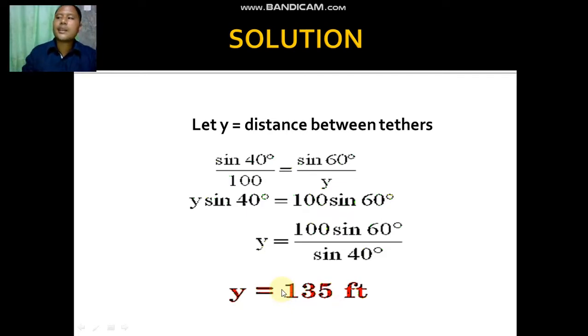Amazing. The law of sines is really amazing. Now, math majors, later I will give you the word problems to exercise your application of the law of sines.